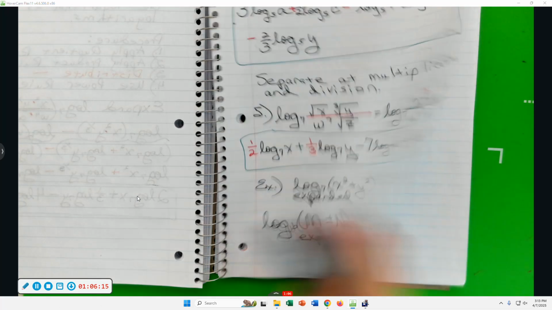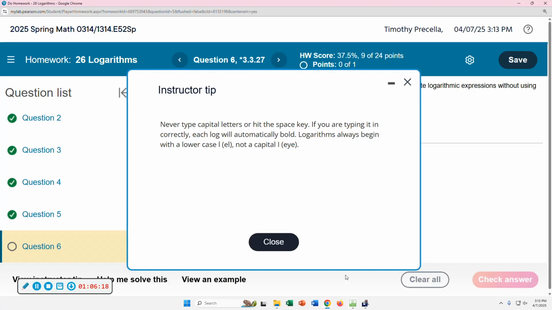What's the next one? I've started putting little notes on here. Never type capital letters or hit the space key. If you're typing it wrong, each log will not automatically bold. Maybe you should remove that, because it sounds like if you're typing it incorrectly, you mean wrong. Logarithms always begin with a lowercase letter L, not a capital I.